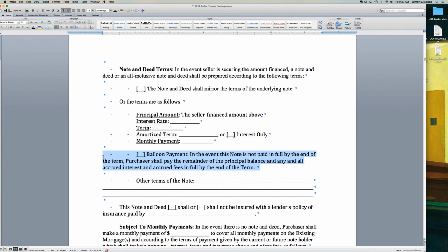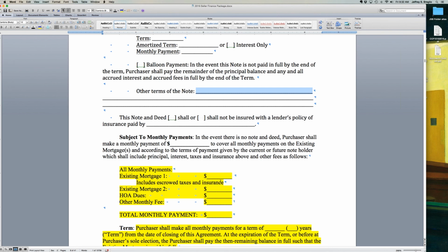Okay, balloon payment. This is just a reiteration that if the term is 5 years, in the event this note is not paid in full by the end of the term, the 5 years, the purchaser shall pay the remainder of their principal balance and any and all accrued interest and fees by the end of the term. Again, this is just reiterating that this is not a 30-year mortgage, but a 5-year balloon, and it needs to be paid off in full in 5 years. And other terms that you might have, who knows? Could be where you want the payment made, what to do in the event that they want to make an additional payment during the month or something like that.